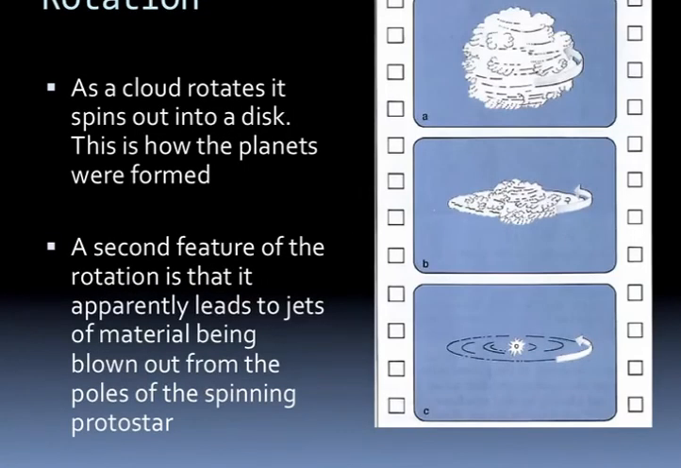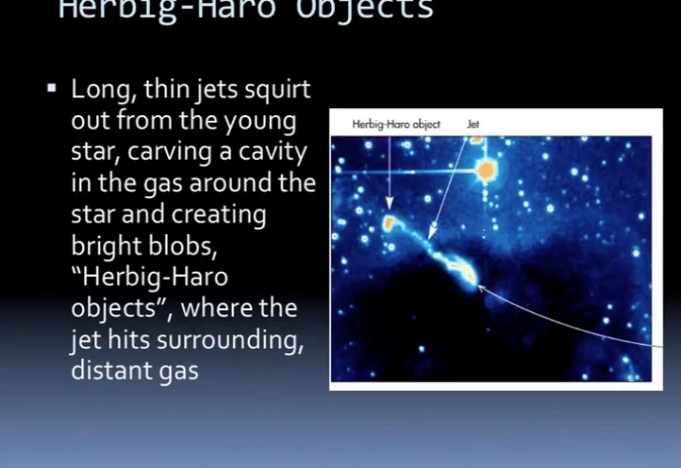Now, as the cloud rotates, it spins out into a disk. This is how planets were formed. A second feature of the rotation is that it apparently leads to jets of material being blown out from the poles of a spinning protostar. We call these Herbig-Haro objects.